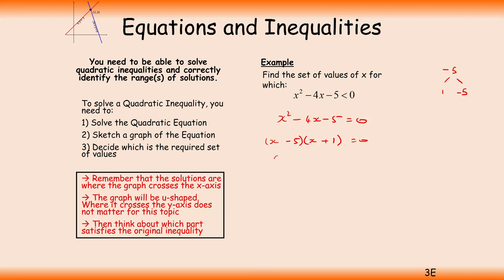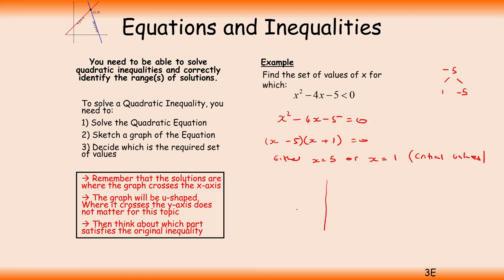Which means that either x is equal to 5 or x is equal to minus 1. Now these are known as the critical values. We've solved the equation, we've got our critical values. Now we need to sketch the graph of the equation.